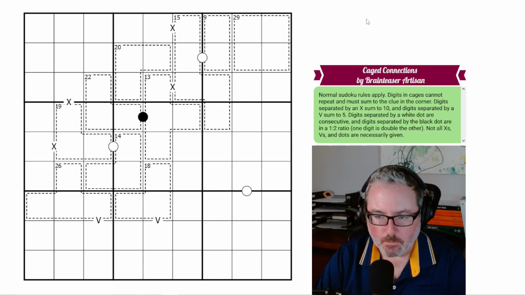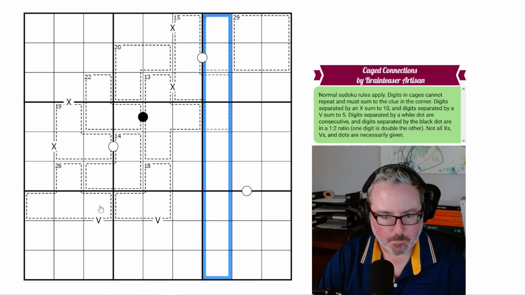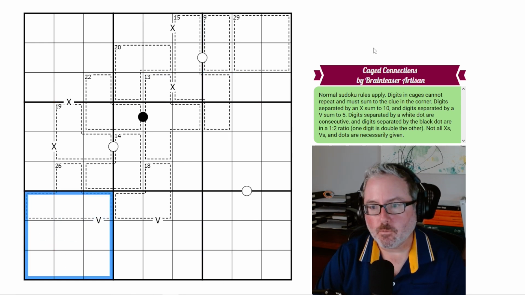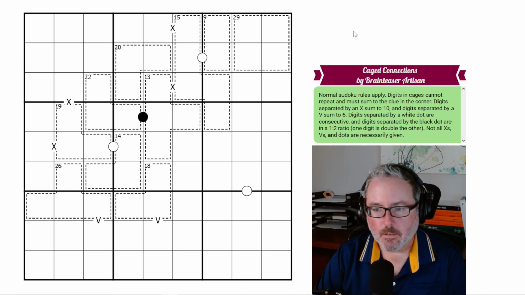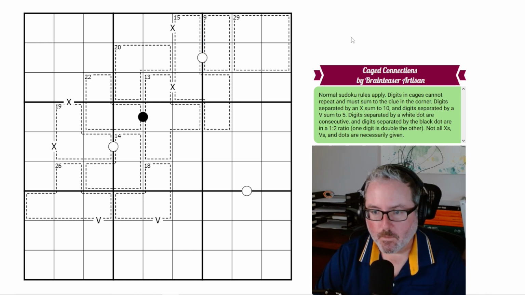So where do we go? We've got normal Sudoku rules apply, so every row, every column, and every 3x3 box contains the digits 1 through 9 once each. Digits in cages cannot repeat and must sum to the clue in the corner. So we've got killer cages. Pick the one you like the most. It just means that the number in the top left corner is what the digits in the cage combine to when added together. So these two digits would have to equal 9 when added together.